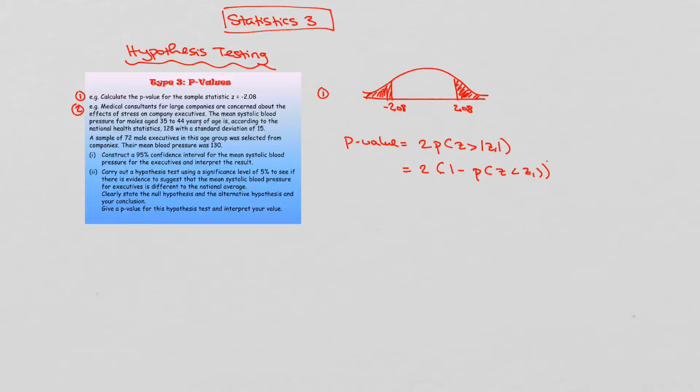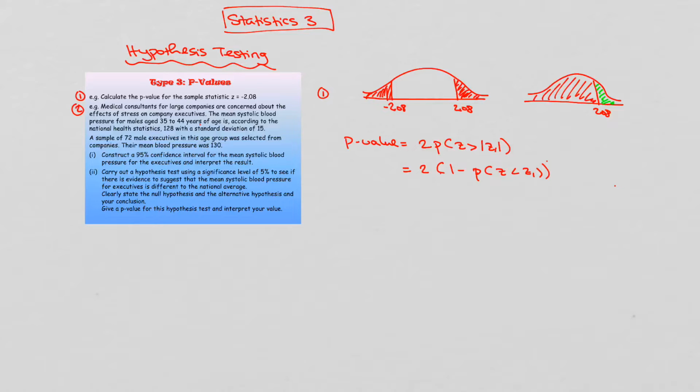Okay, and we did a lot of these questions already. So in other words, looking at that graph, there's 2.08 and everything less than that, and the 1 minus would give us this green bit. And then because this is symmetrical, I double my answer.